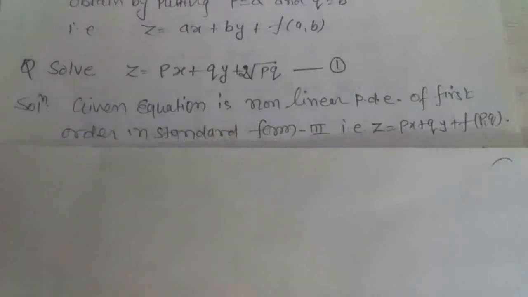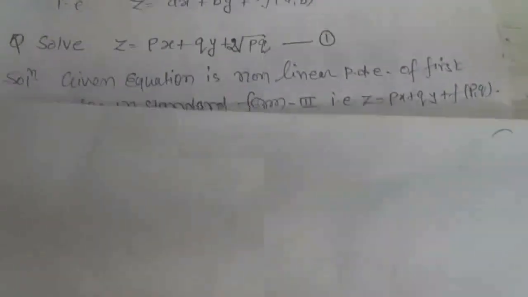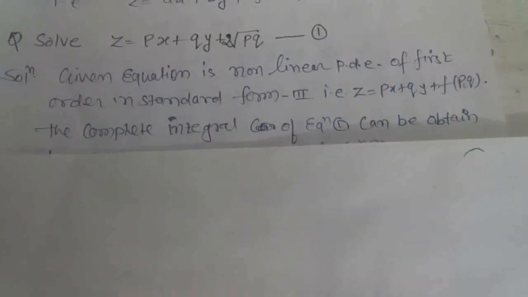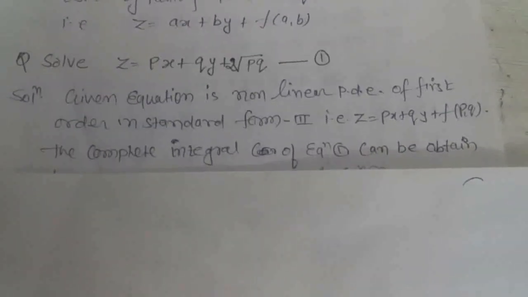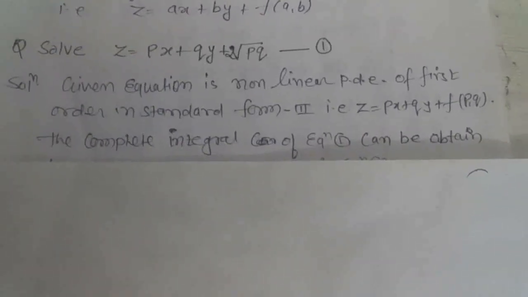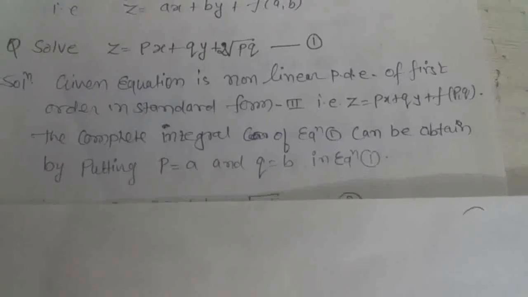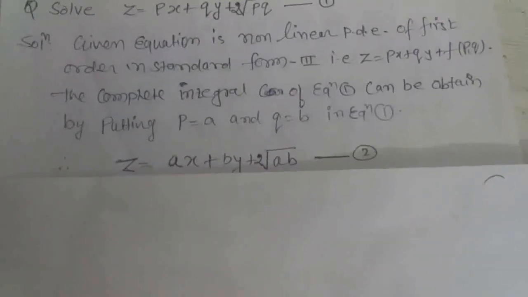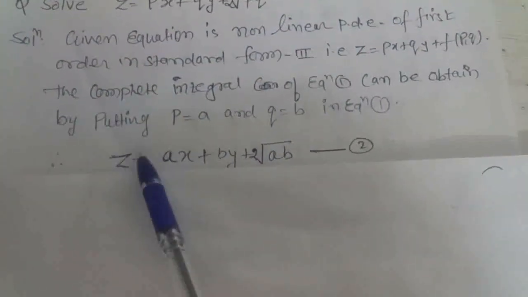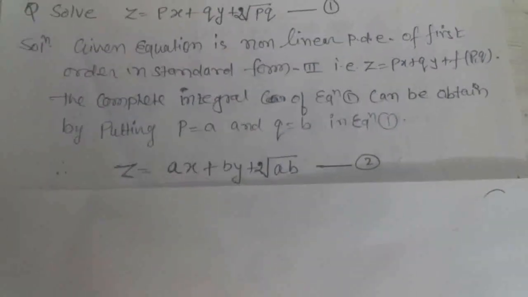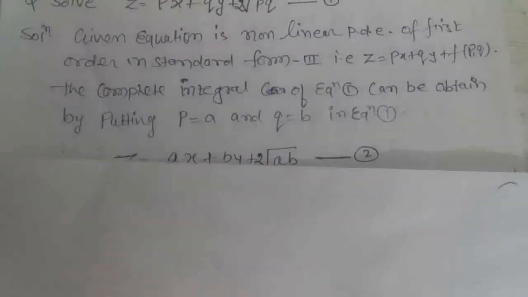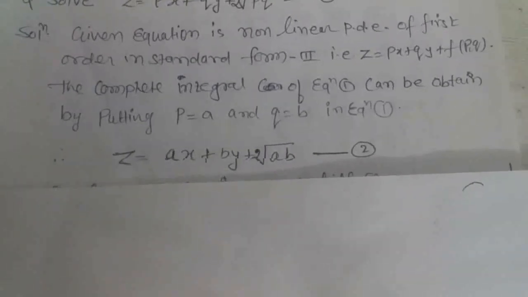So the complete integral of equation first can be obtained by putting p equal to a and q equal to b. So the complete integral of the given equation is z equal to ax plus by plus 2 times square root of function of a and b.